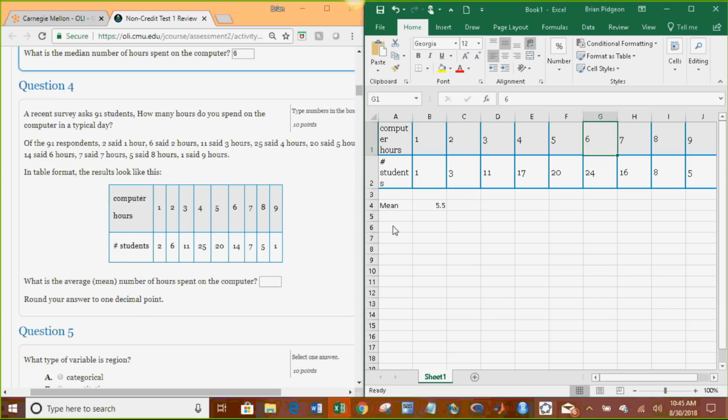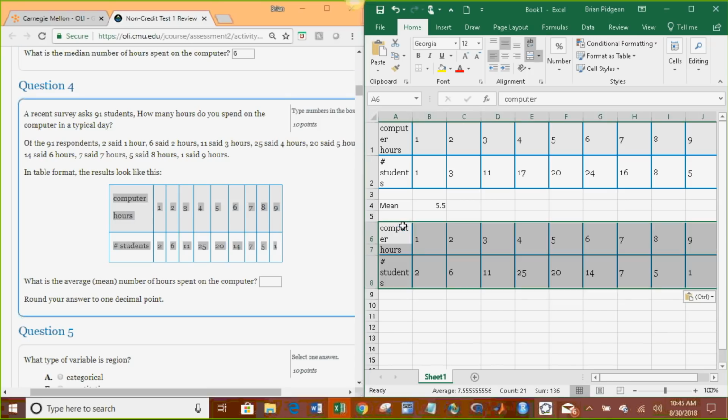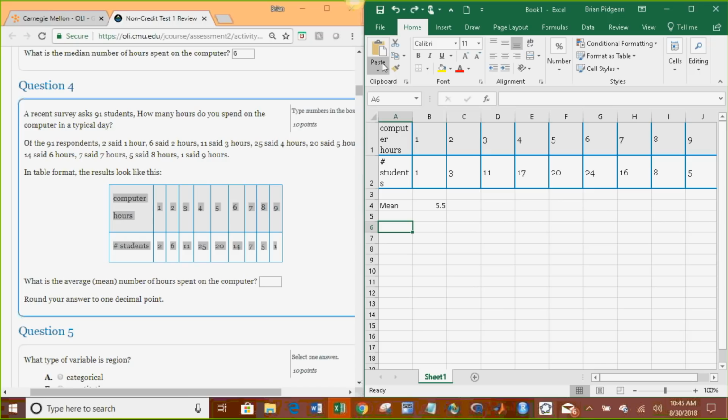All right, same type of question. 91 observations, what is the average? Just like before, I'm going to copy this table into Excel. This one might be finicky. Yeah, this one's weird because it copies our table in 2 rows. So with this one, I'm just going to type this in myself. 1, 2, 3, 4, 5, 6, 7, 8, 9.